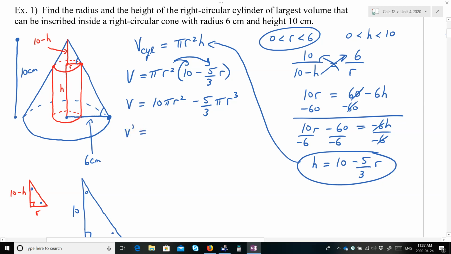Okay, so v prime is going to be equal to, pi is a constant, but r is the variable, so we do the power rule with the r squared. 2 times 10 pi is 20 pi, and then the power of r goes down by 1. 3 times negative 5/3 would just be negative 5, and then we've got times the pi times r squared. So there's our derivative. There are no problem points for r, so there's no points where v prime does not exist. So where does v prime equal 0?